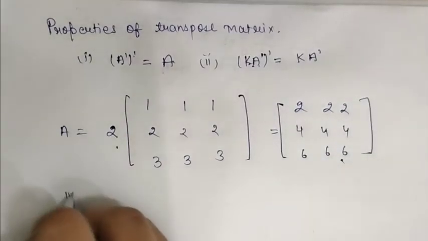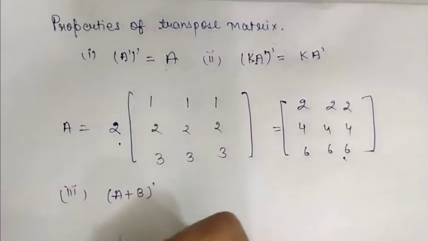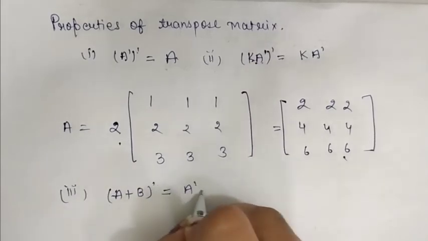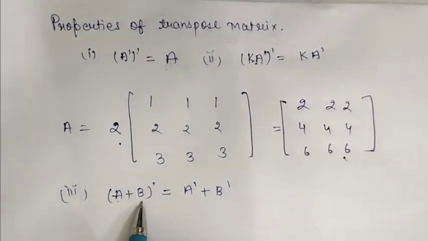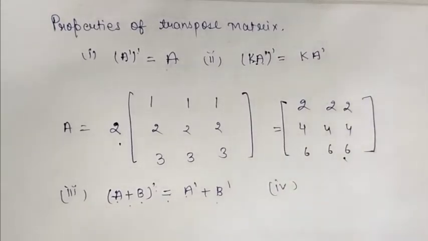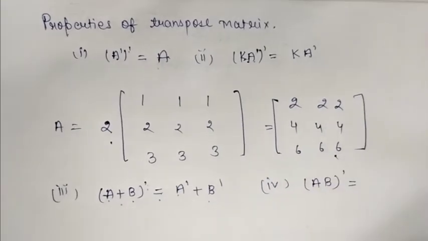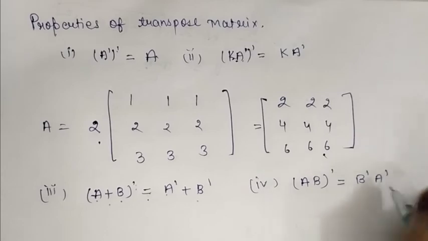Okay, now we have our third property: if we first add the matrices and then take the transpose of it, we get the same result as transpose of A plus transpose of B. Suppose we have any two matrices and we find the transpose of their sum, then the result will be equal to transpose of A plus transpose of B. The fourth property is: if we multiply two matrices and find its transpose, then this will be equal to transpose of B and transpose of A multiplied.